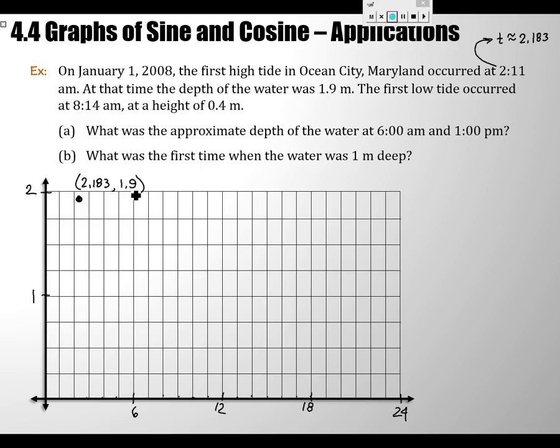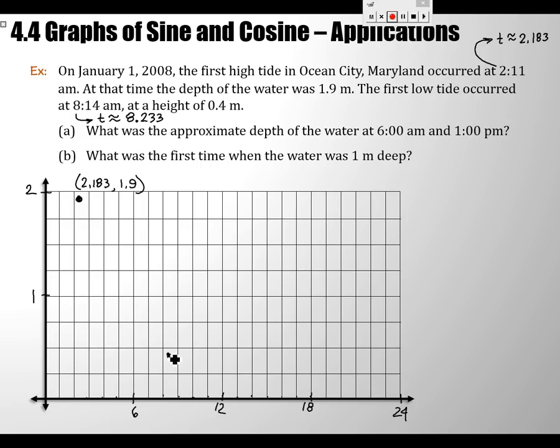All right, and then the other point is, did someone do that one for me? 8 and 14/60. What's 8 plus 14/60? Did you give me an approximate t value on that? 8 point something. 14/60. 8.233. All right, I'll go with that. Comma 0.4, right? So 8.233, comma 0.4. 0.4 would be somewhere, I don't know, there.